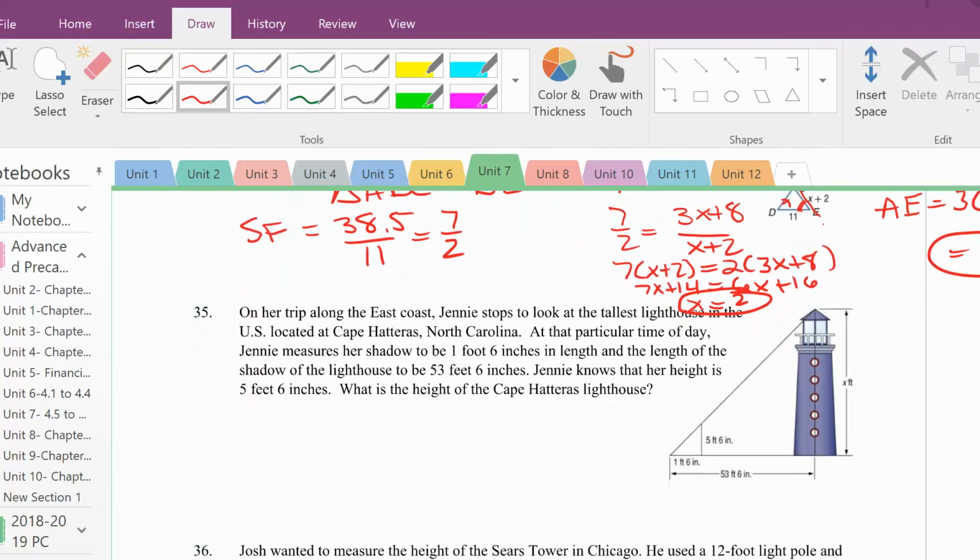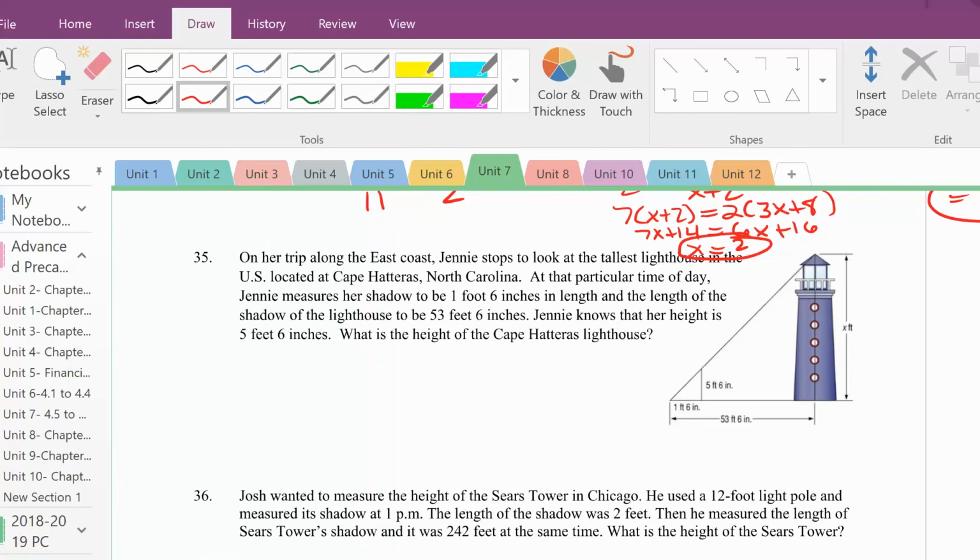All right, 35. On her trip along the East Coast, Jenny stops to look at the tallest lighthouse in the U.S. located at Cape Hatteras, North Carolina. At this particular time of day, Jenny measures her shadow to be 1 foot 6 inches in length, and the length of the shadow of the lighthouse to be 53 feet 6 inches. Jenny knows that her height is 5 feet 6 inches. What is the height of Cape Hatteras Lighthouse?